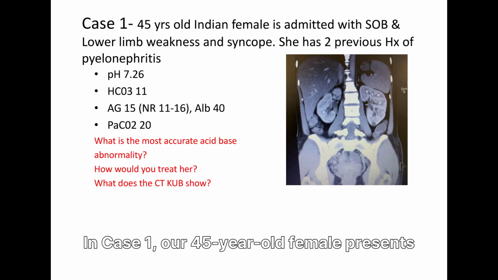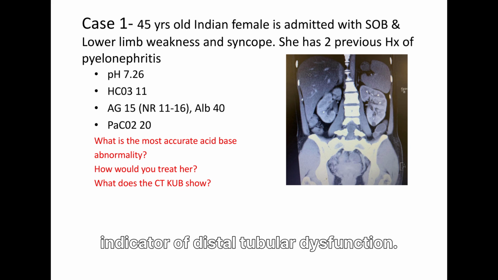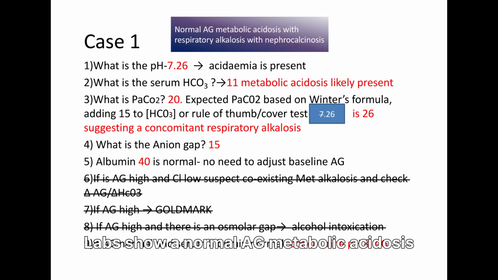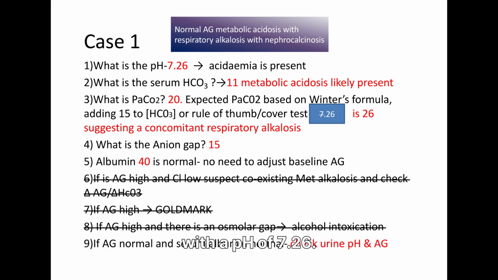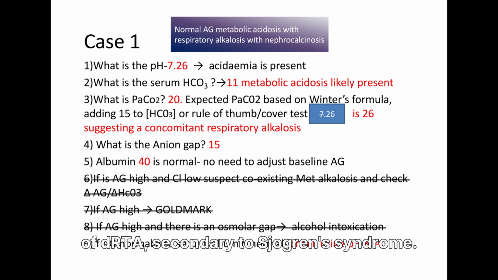In case 1, our 45-year-old female presents with limb weakness. Her CT scan shows nephrocalcinosis, a hallmark indicator of distal tubular dysfunction. Labs show a normal anion gap metabolic acidosis with a pH of 7.26. The positive urine anion gap confirms the diagnosis of DRTA, secondary to Sjogren's syndrome.